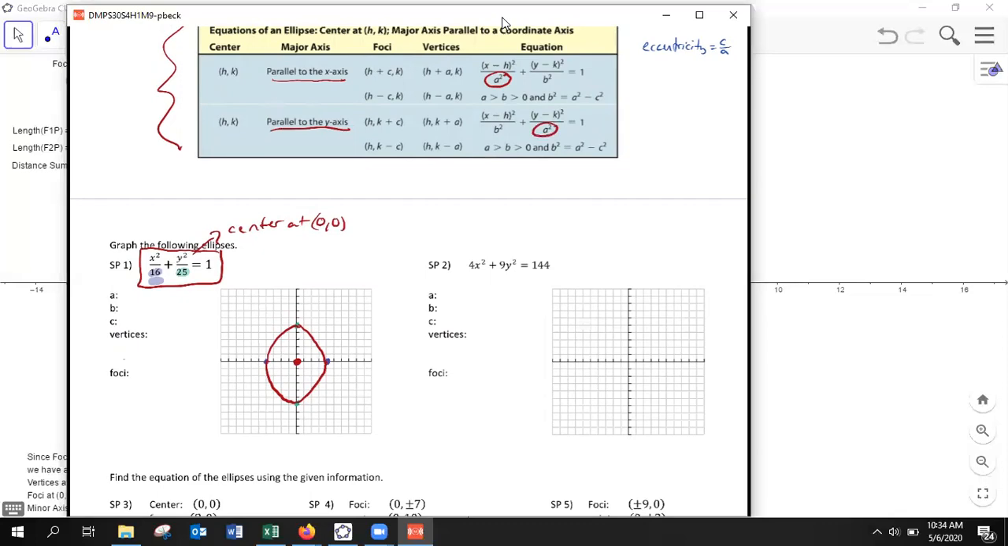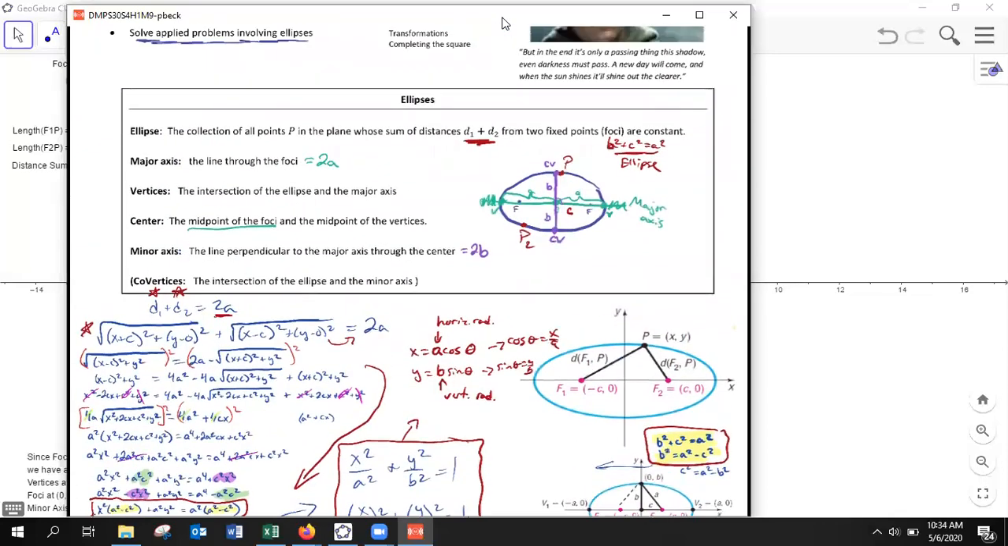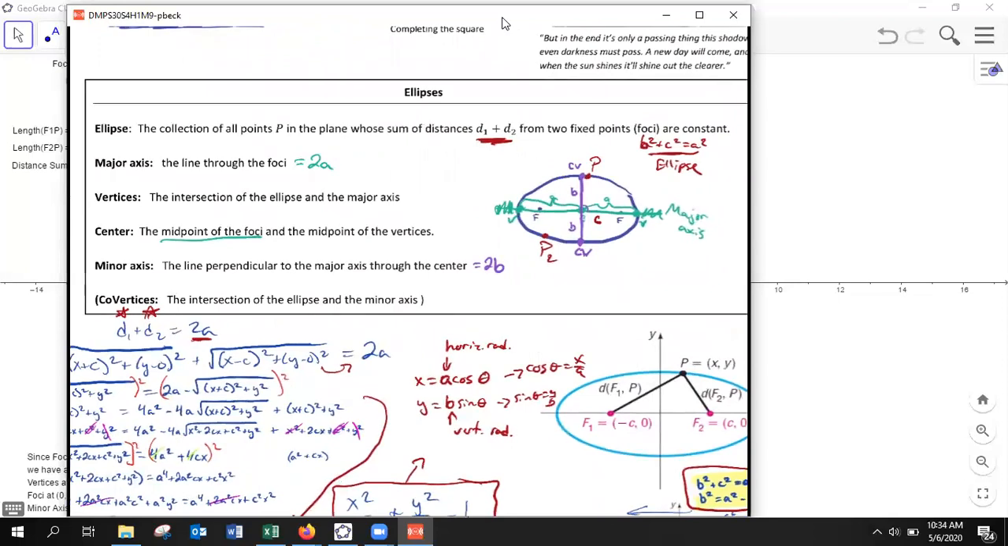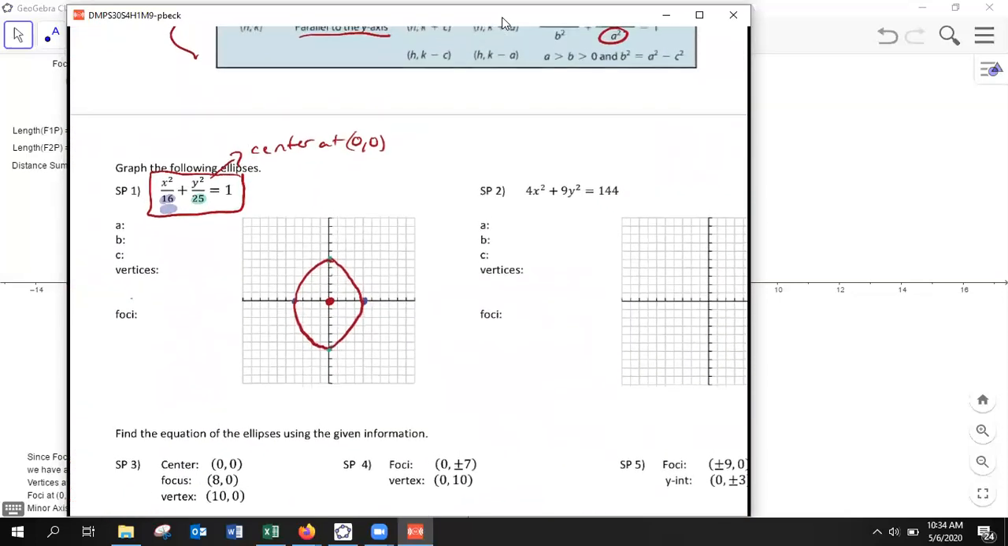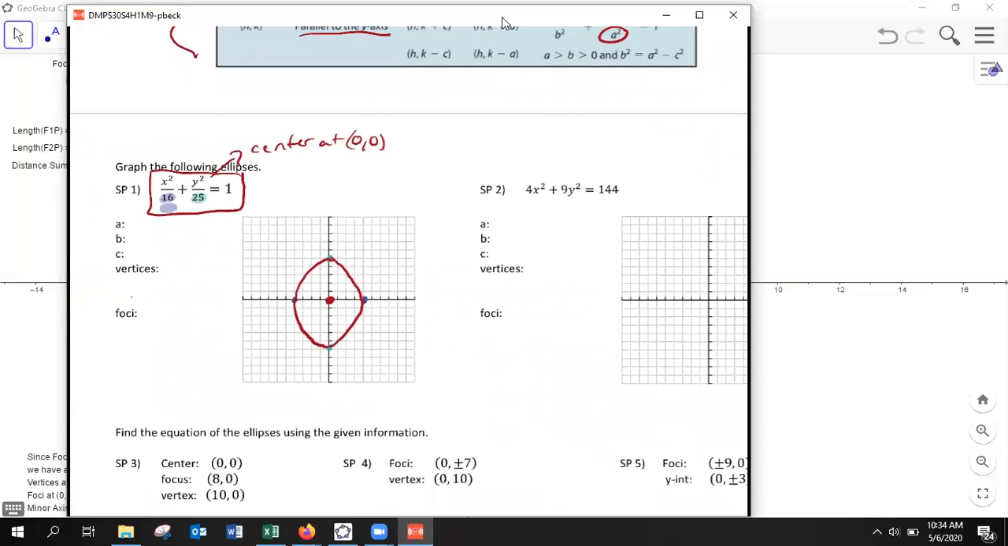What does this mean? If we go back to what I discussed up here, the major axis is always considered to be the A value. The minor axis is always considered to be the B value. So here, this was a horizontal orientation, which is why A was horizontal. In this case, this is more of a vertical orientation. So this vertical distance right here is A, this horizontal distance is B. So A is 5 and B is 4.